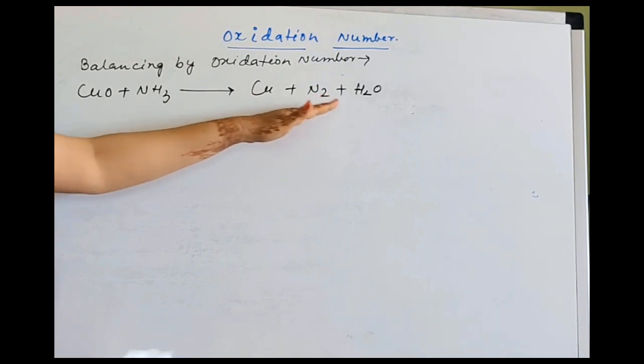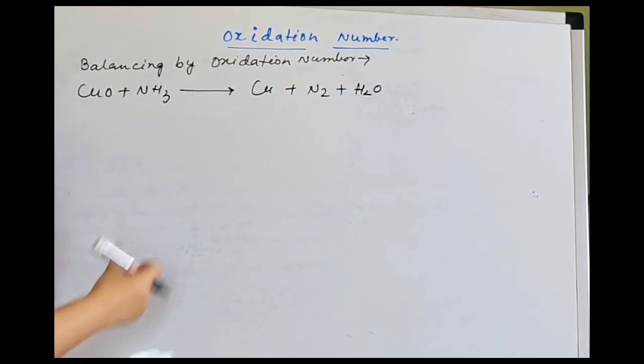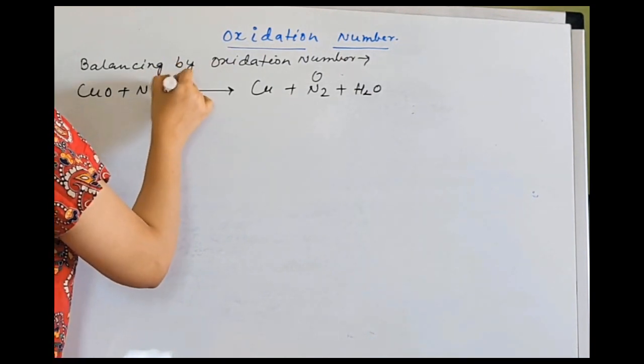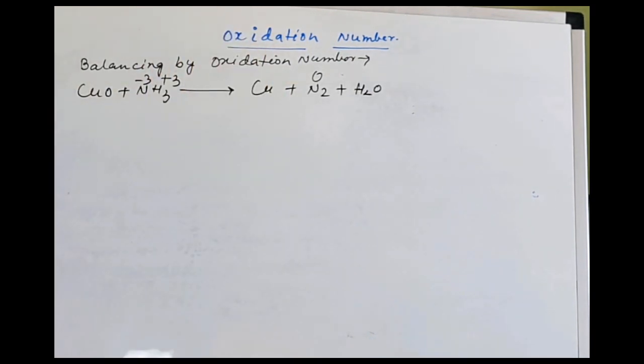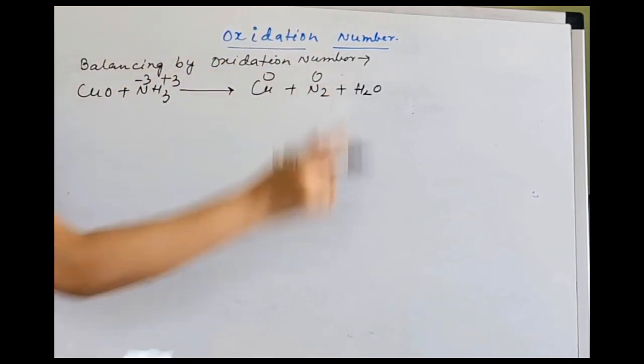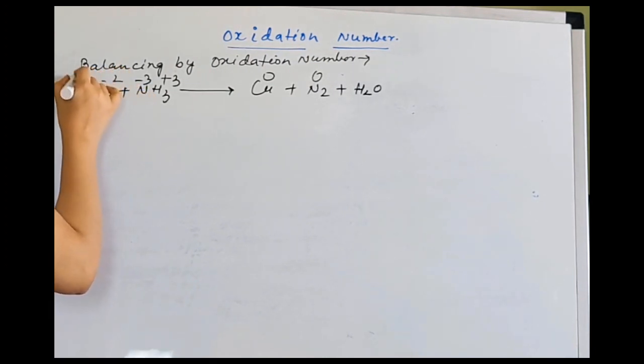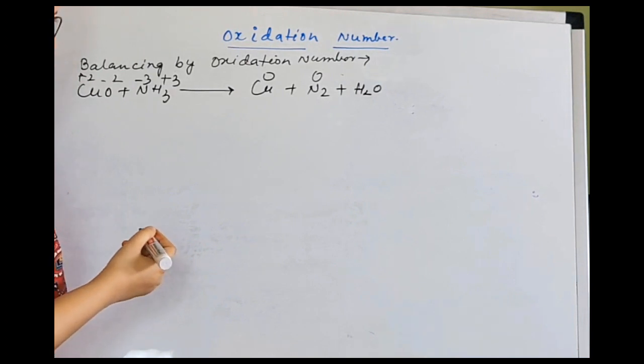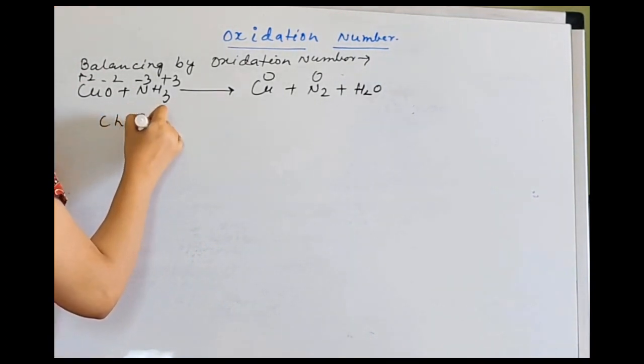CuO plus NH3 gives Cu plus N2 plus H2O. Here you can see nitrogen in free state, that is 0. Here it is plus 3, the nitrogen is minus 3. Here the copper is in free state, 0. So it is minus 2, so here the copper is plus 2. So you can now calculate the change in oxidation numbers of nitrogen.